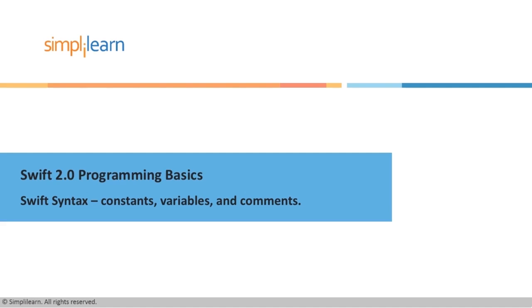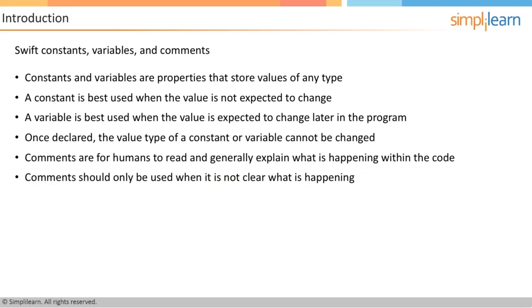But right now it's time for your Tech Info Bite. These are little info snippets before we begin a lesson, especially while we're learning Swift. And this is on Swift constants, variables, and comments. Constants and variables are properties that store values of any type. A constant is best used when the value is not expected to change. A variable is best used when the value is expected to change later in the program. It's important to keep in mind that once declared, the value type of a constant or variable cannot be changed.